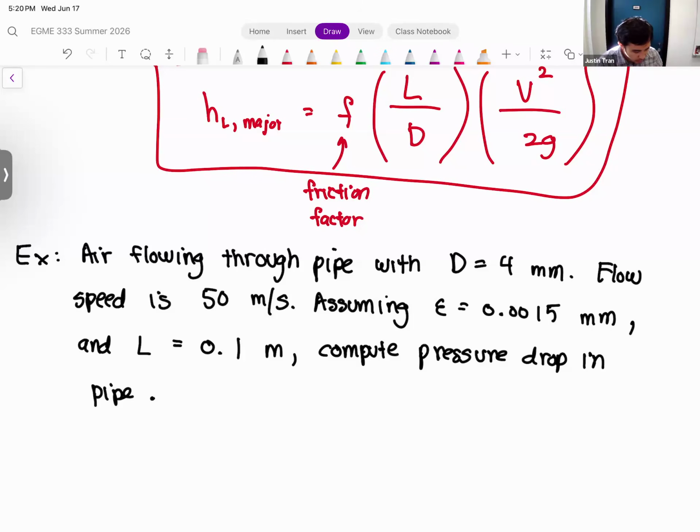All right, so let's go ahead and get started. The first thing we need, and always a good place to start, is the Reynolds number. First of all, we need to confirm that the flow is indeed turbulent. But it's also a good idea to compute the Reynolds number because we're going to need it for the Moody chart anyway. So Reynolds number, always a great place to start.